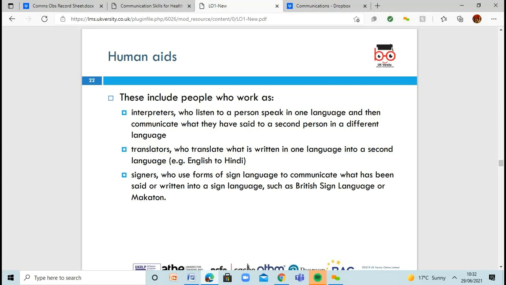You've got translators who can translate one language to another. People who come in and sign for you, so they can do British Sign Language if you're in the UK, or Makaton, which is used in other countries.